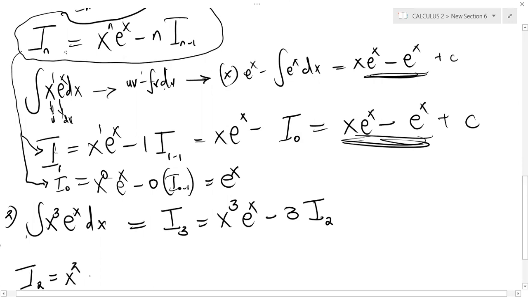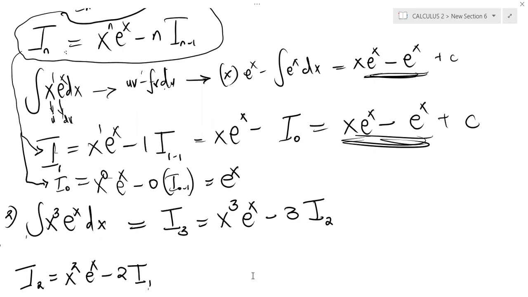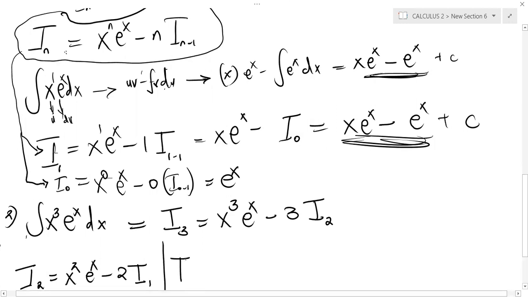I2 will be x squared exponential x minus 2 into I1. So we still need the value for I1 so that we are able to replace, still using the general formula. So still here, I will get my I1. What is I1? Look at the general formula. It will be x raised to power 1 exponential x minus 1 into I raised to power 1 minus 1, which is I0.